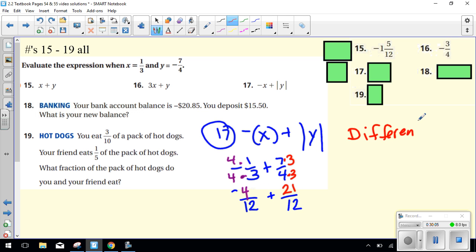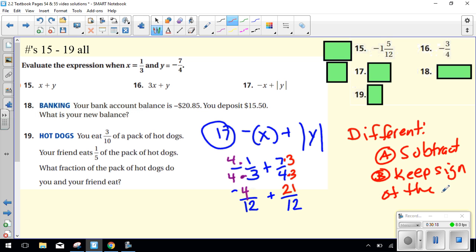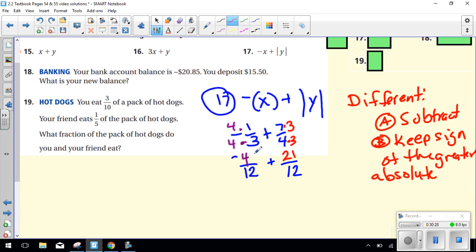So when the signs are different, A, we subtract, and B, we keep the sign of the greater absolute value. Okay, so since the signs are different, I'm going to do 21 minus 4. So 21 minus 4, we get 17 over 12. And who gives me a bigger absolute value, a 4 or a 21? And the answer is 21.